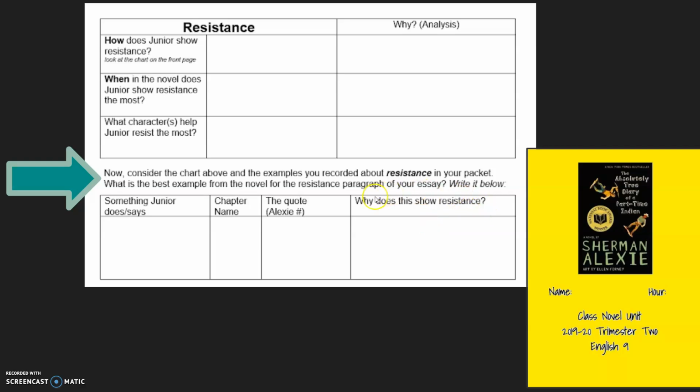And then finally, we're going back to analysis, the why. Why does this show resistance? What would happen if Junior didn't resist in this way? What helps him resist in this way? How does it change him so that he can continue to resist in the future? Take some time, pause the video, and make sure you get something in this box.